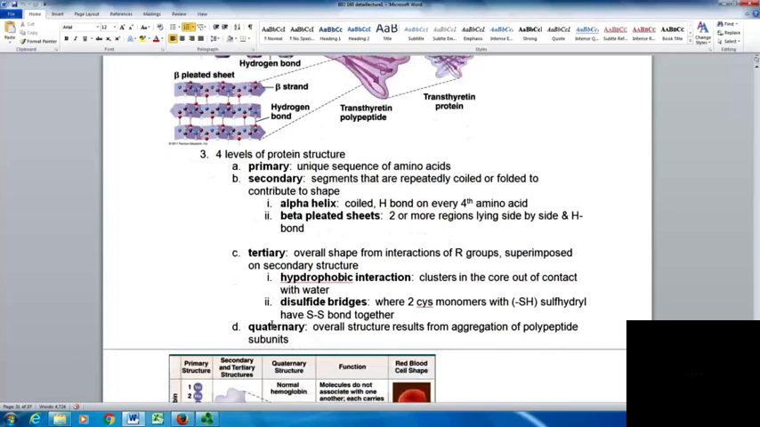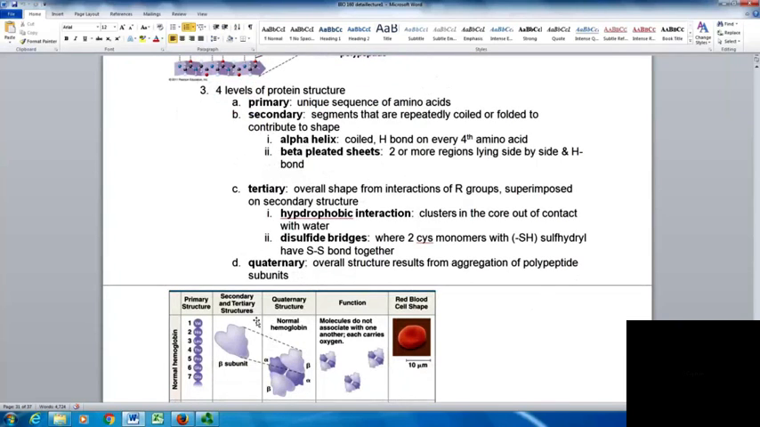Some of the things you'll see here are hydrophobic interactions. These will be areas where you have clusters in the core that are out of contact with water, so you can have a region that would be for molecules that don't like water. Another thing you can see are disulfide bridges. These are where you're going to have 2 cysteine monomers together. So if you have a sulfhydryl group, you can have 2 sulfur bonds together.